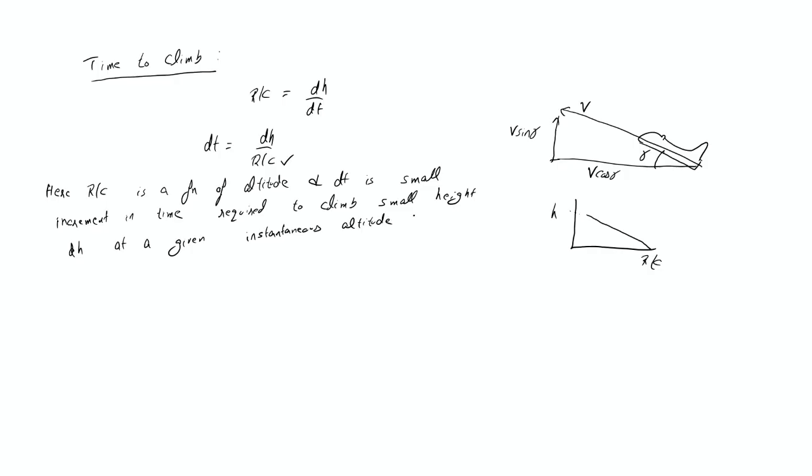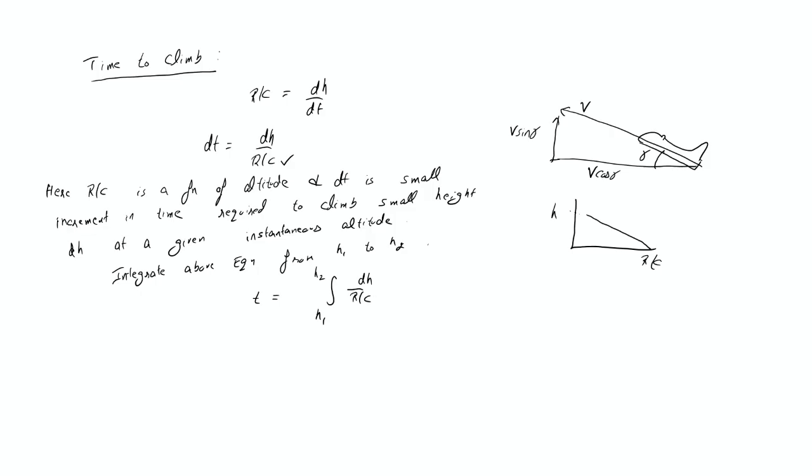At a given instantaneous altitude. So, what will we do? We will obviously integrate the above equation from one altitude to another, that is, from h1 to h2. So, we get t equals the integration from h1 to h2 of dh upon R by C.